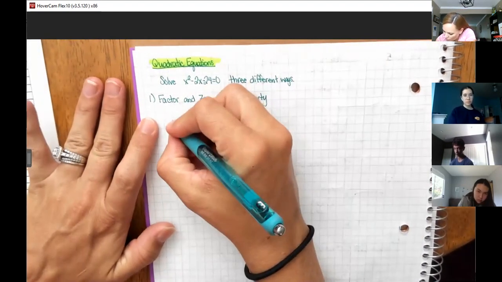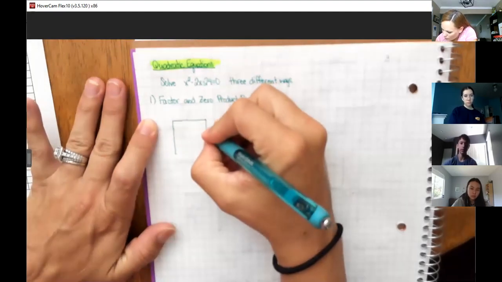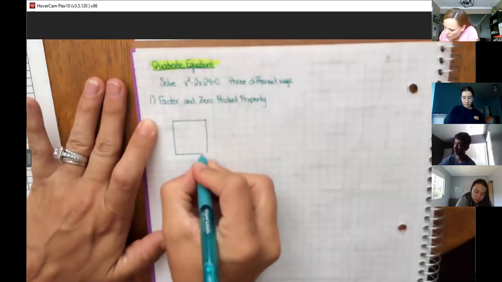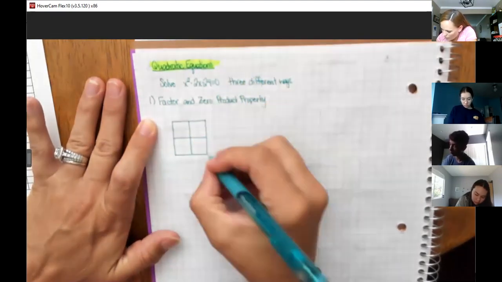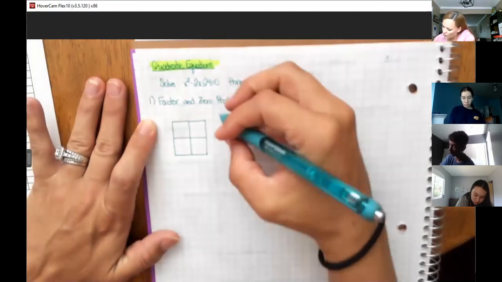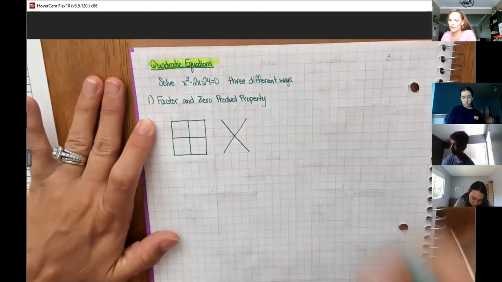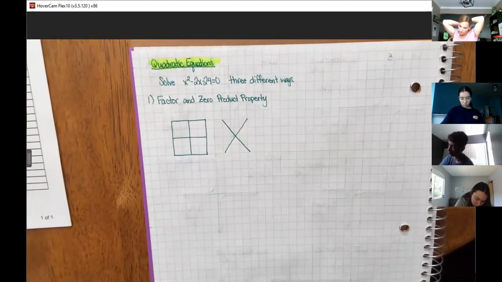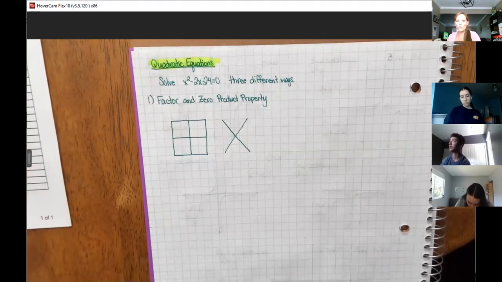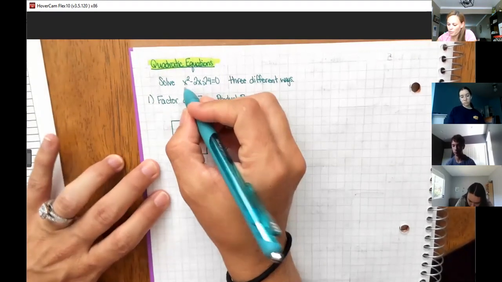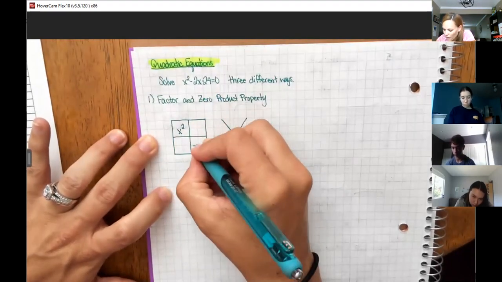So to factor, and you may have learned factoring a little bit differently. Most of us hopefully learned it with a box and a diamond, and if you learned something differently, just let me know. So we put our first term in the upper left box, our constant diagonally from that.